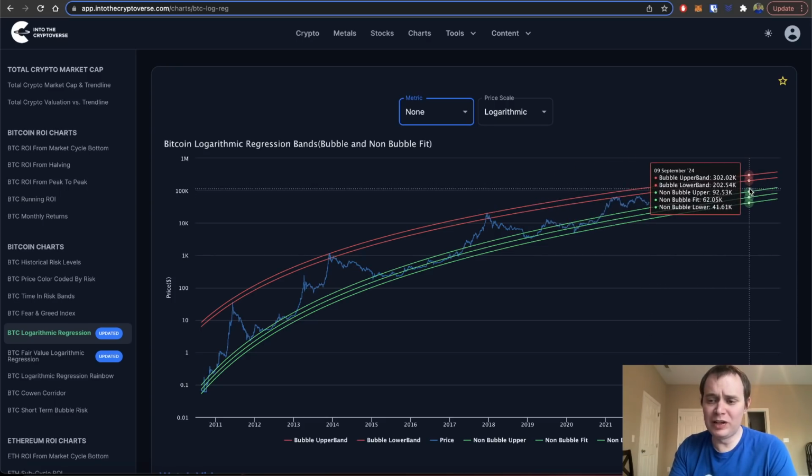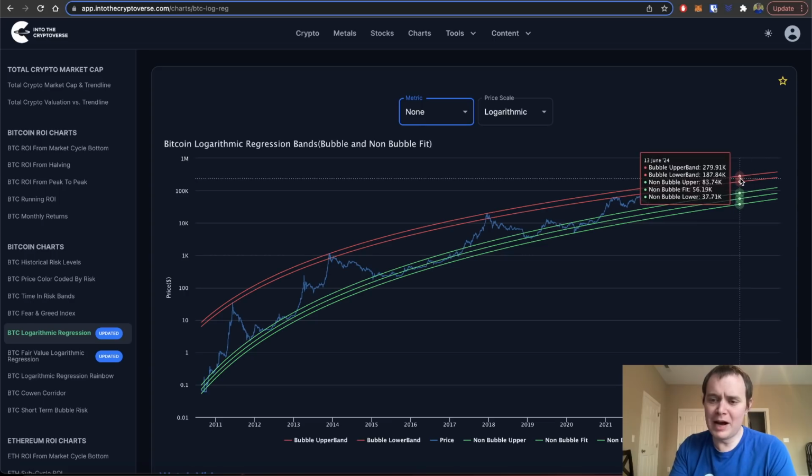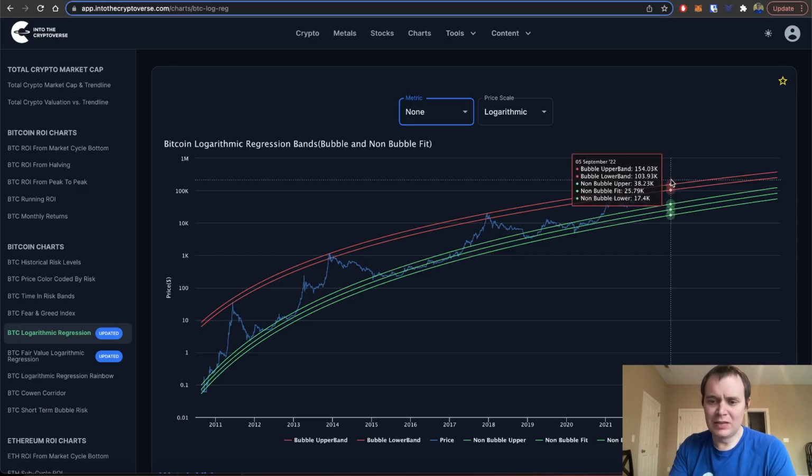If you're curious what it looks like as time goes on, the upper band on the upper logarithmic regression channel by 2025 will be at $250,000 to $375,000. By the summer of 2024, it'll range from around $190,000 to $284,000. In summer of 23, it'll range from around $146,000 to $217,000. In the summer of 22, the upper band will range from around $100,000 up to $150,000.